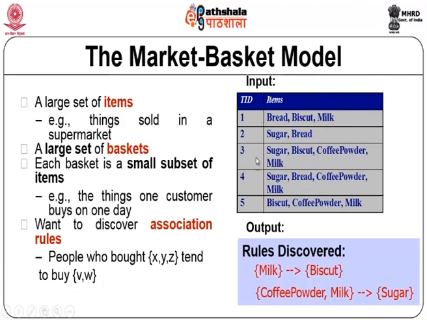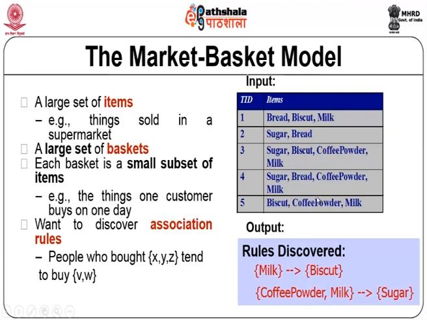Consider you have 5 transactions in your database. Every transaction is associated with a basket, and each basket contains some set of items that are available in the supermarket. In the first basket, we have items like bread, biscuit and milk. In the second transaction, that is, basket, we have items like sugar and bread, and so on. Now, from these transactions, we can easily identify the associations between various items.